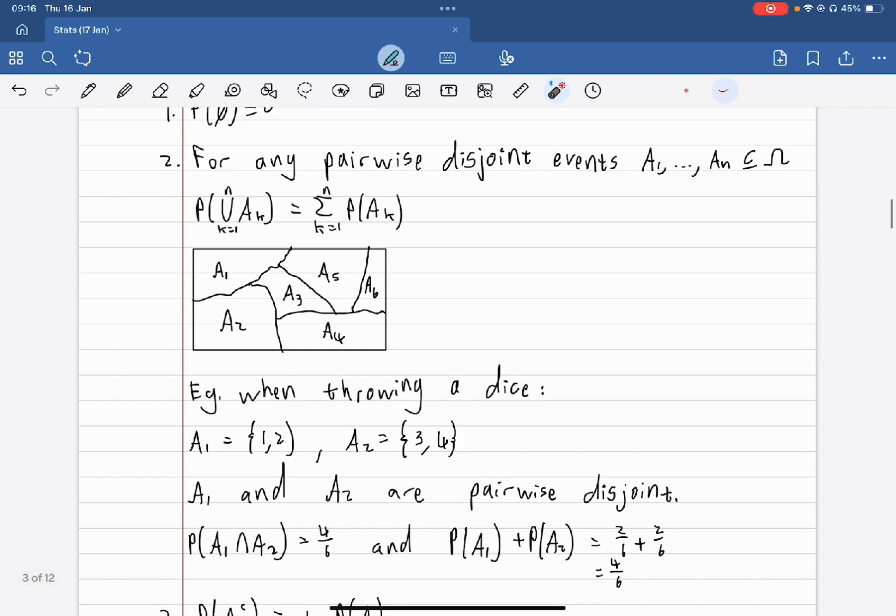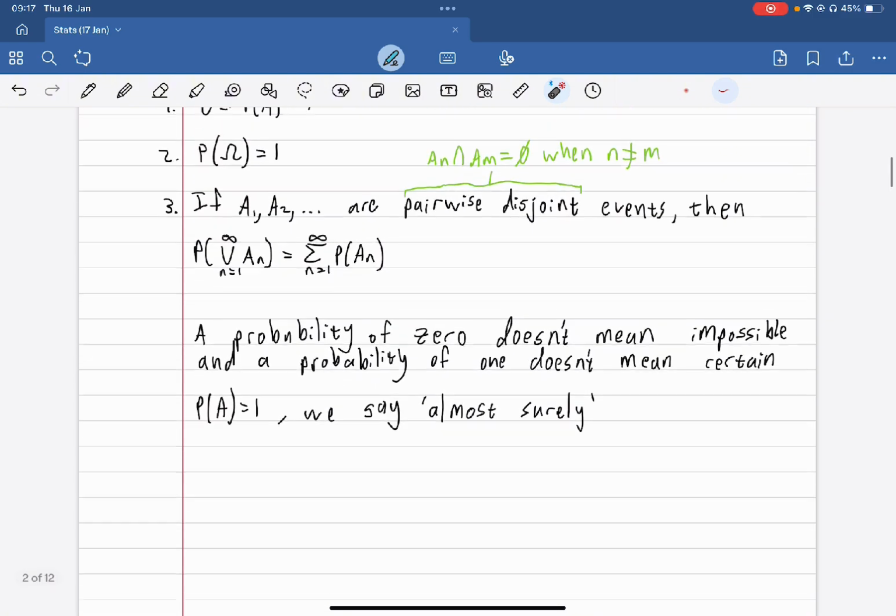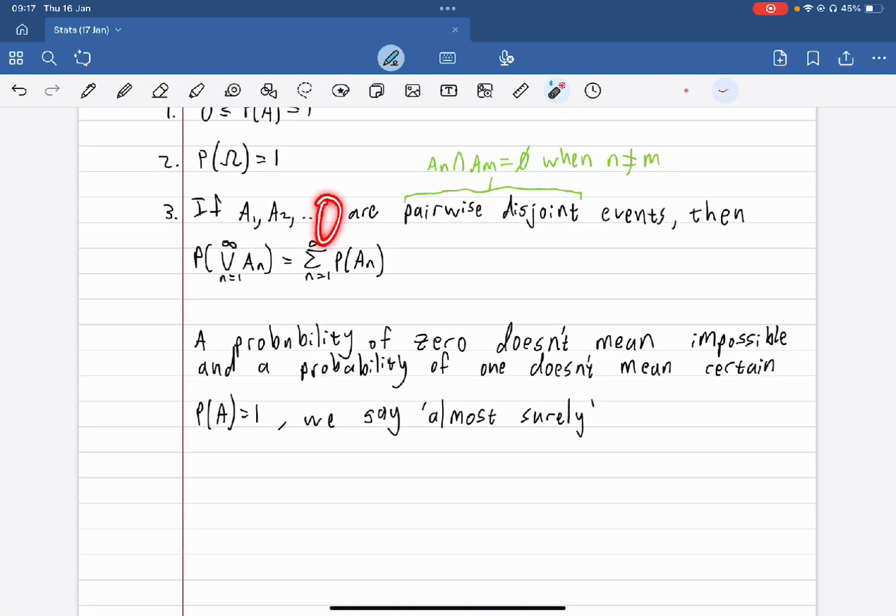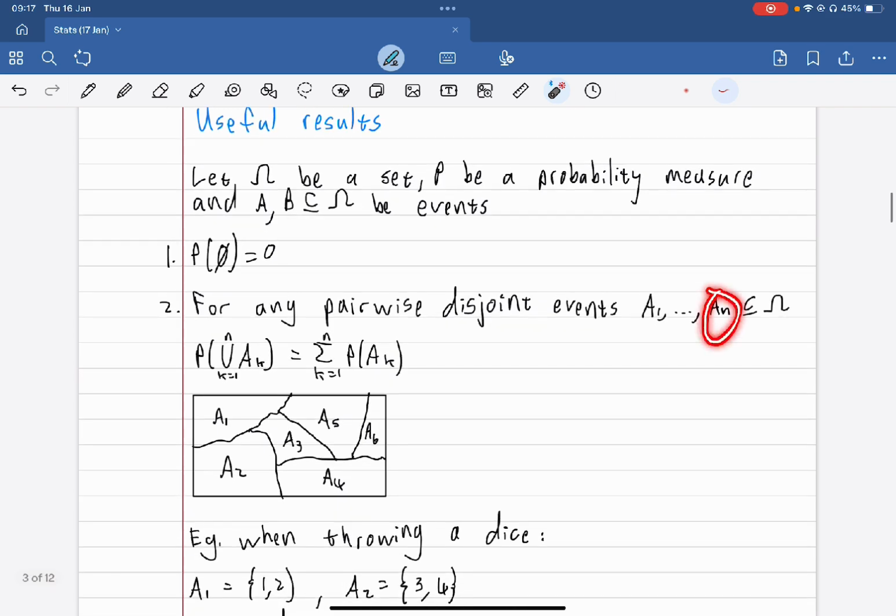The second one is that for any pairwise disjoint events, so before we had an infinite number, now we have a finite number where it ends at n, which are subsets of the sample space. The probability of the union of all these events is equal to the sum of the probability of these events. So it's very similar to number 3, except there we have an infinite number, it just goes on forever, and here we have a finite number.